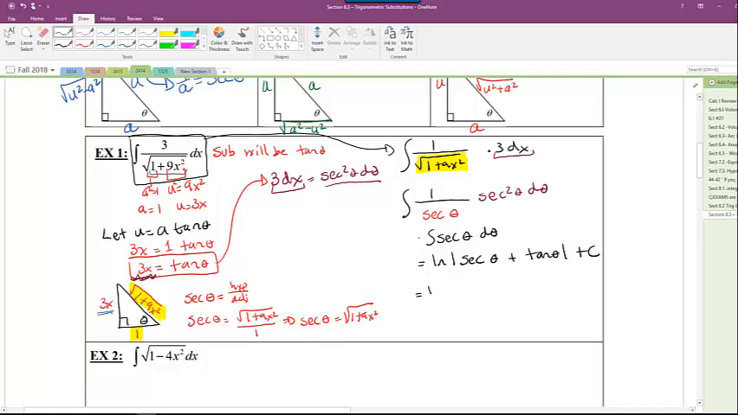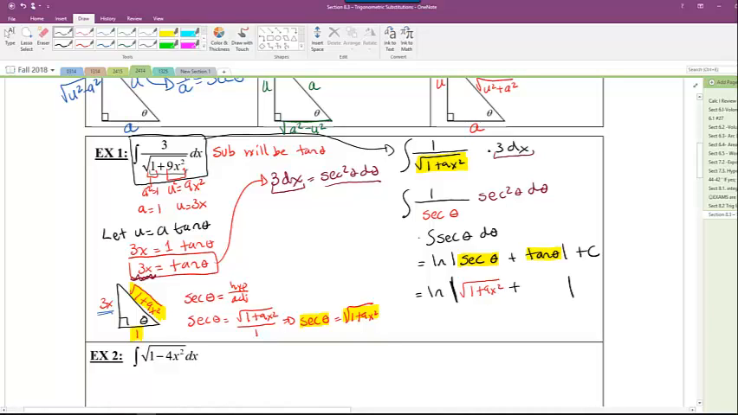Then what I need to do is replace my secant of theta and tangent of theta with what secant and tangent are equal to in terms of x. We do that again by looking at the triangle unless we've already found that answer somewhere else. I know what the secant of theta is because I've already found that the secant of theta is equal to the square root of 1 plus 9x squared. But if I didn't know that, I could go back to my triangle and say, well, secant is hypotenuse over adjacent and determine what the secant is. So I know I need to replace secant of theta with the square root of 1 plus 9x squared.